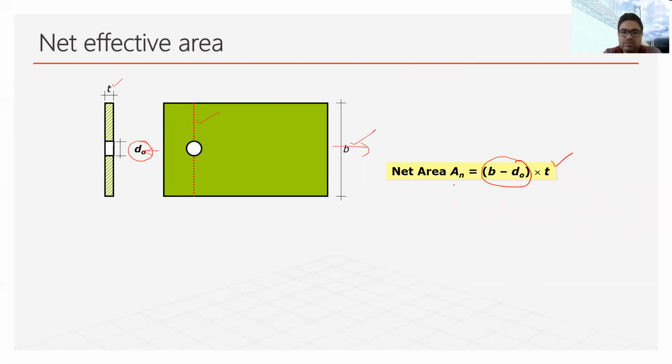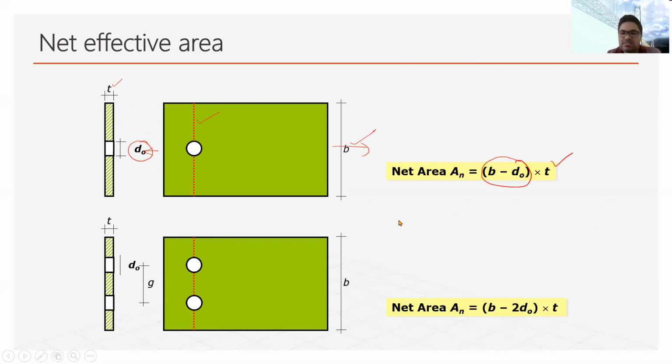Similarly, if we have two holes along this section like this, in that case, we are supposed to deduct D naught twice, D naught from here and D naught from this case. So this is how we find out B minus 2 times D naught multiplied by T. Similarly, if there are n number of holes in a single section, the formula will become An is equal to B minus n number of holes multiplied by T. T is the thickness of the plate. So this is how we calculate the net sectional area in the case of plates.